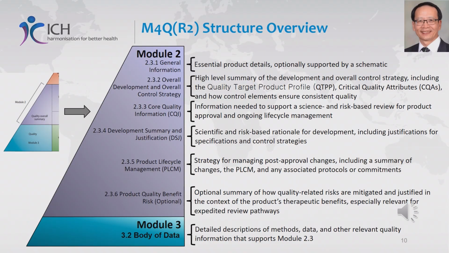Moving to Module 3, our body of data contains a detailed description of methods, data, and other relevant quality information that support Module 2.3. Now this structure represents a fundamental shift from M4Q1, where the organization sometimes led to information being scattered or duplicated. And the M4Q2 creates a logical navigating framework that serves both applicants preparing submissions and regulators conducting assessment.